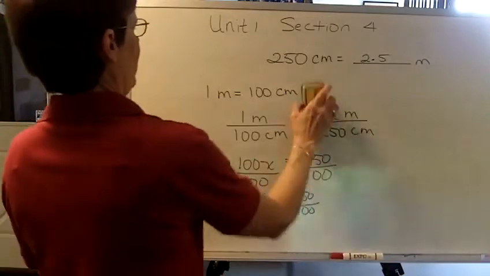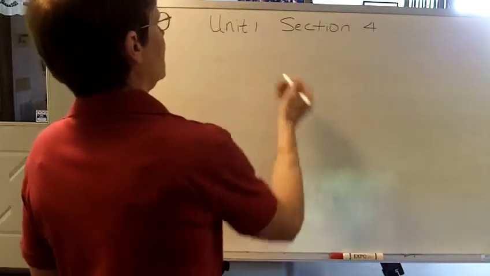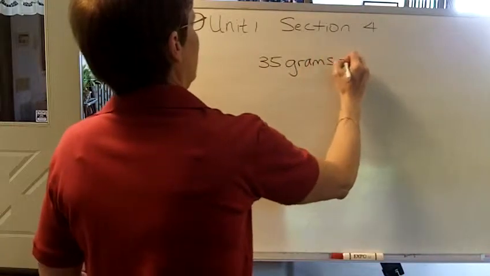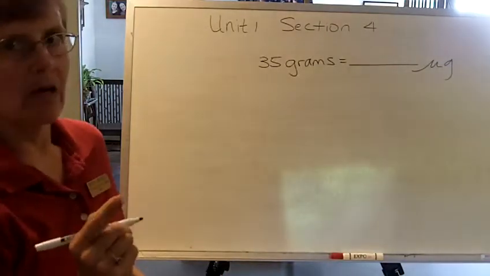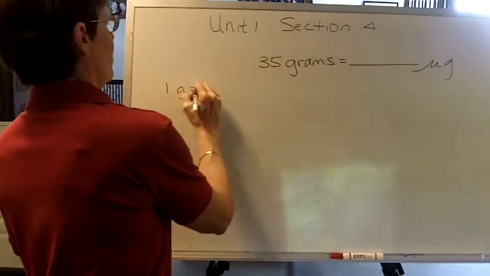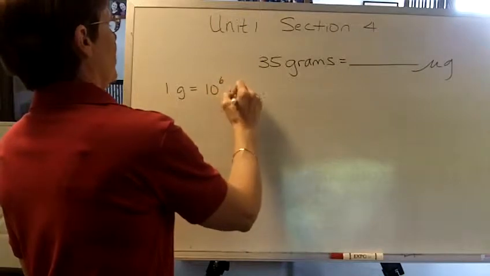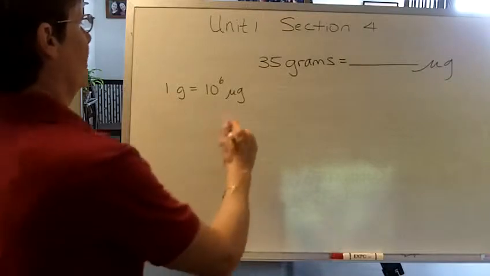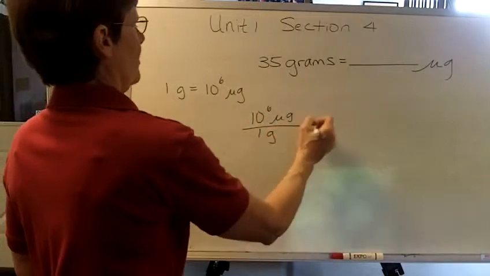Now let's try another one where we have to go the other way, and we'll start with, let's say, grams. Let's start with 35 grams, and we want to figure out how many micrograms that might be. So what do I know? I look at my list of equivalencies and I learned that 1 gram is equal to 1,000,000, or 10 to the 6 micrograms. All right, so if I want to set up a ratio, I could say that 10 to the 6 micrograms is equal to 1 gram.